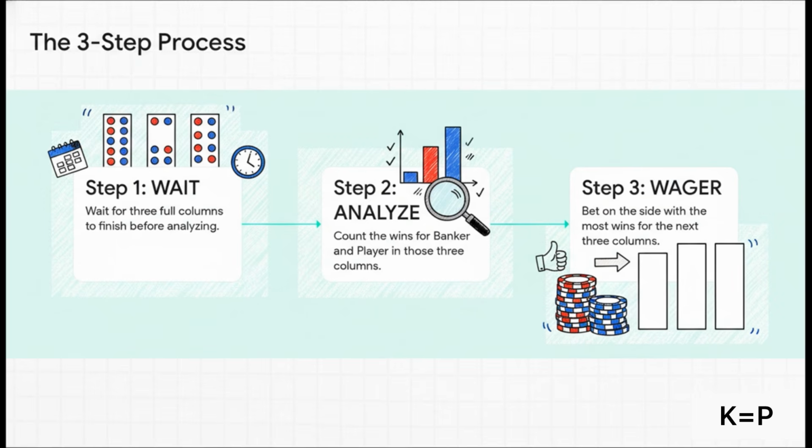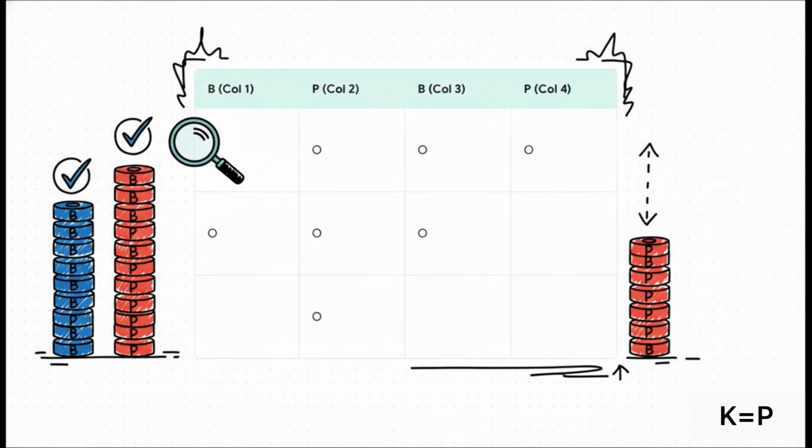Step 2, you analyze. You just count up the wins in those 3 columns and see who came out on top, banker or player. And finally, step 3, you wager. You bet on that leader until the next block of 3 columns is done. So let's make this real.